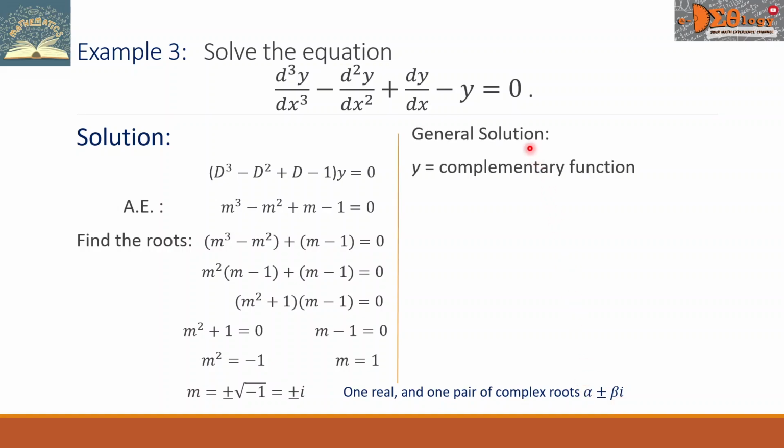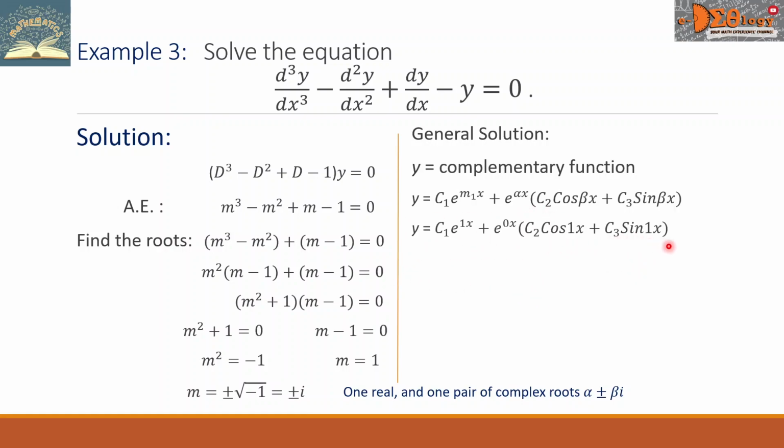For the general solution, we write y equals the complementary function. So we combine the one real root, this is the solution, plus the one pair of complex roots, and this is our equation. For m sub 1, we're going to take the value of 1, and for the complex roots, take note that alpha is equal to 0 and beta equals 1. Substituting the values in the equation, it becomes like this.